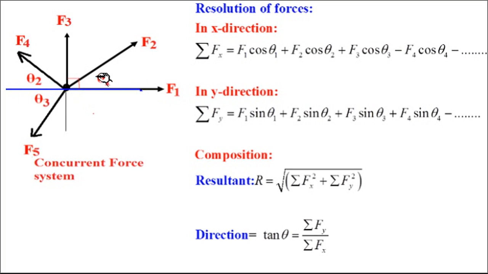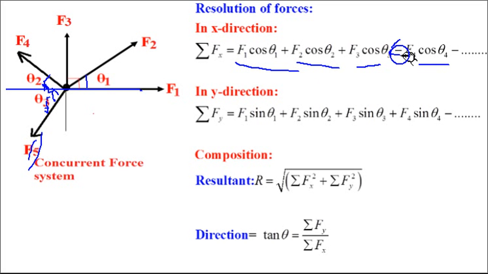This is horizontal axis, so theta 1 is to be measured with this x axis. Theta 2 also should be measured with this x axis. This theta 3 also should be measured with this x axis. So these are the angles. This force is F5, so this angle must be theta 5 here. It is not F3. So resolve all the five forces: F1 cos of theta 1, F2 cos of theta 2, F3 cos of theta 3, F4 cos of theta 4, minus F5 cos of theta 5.